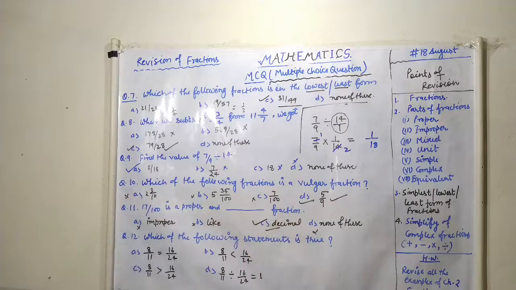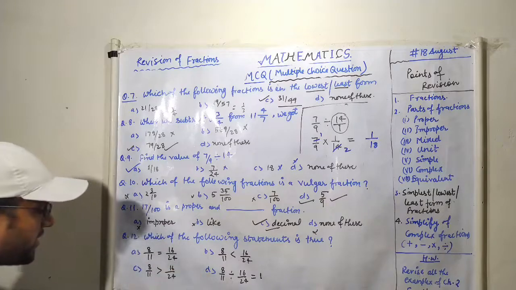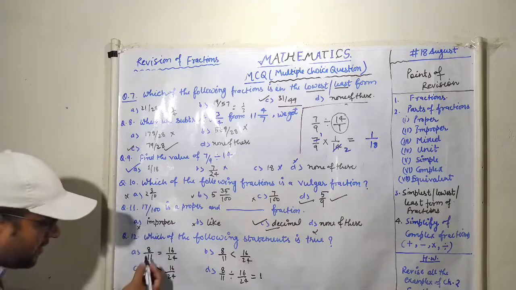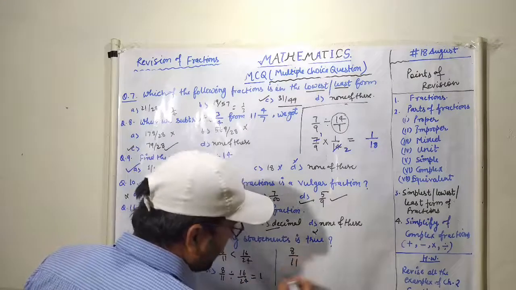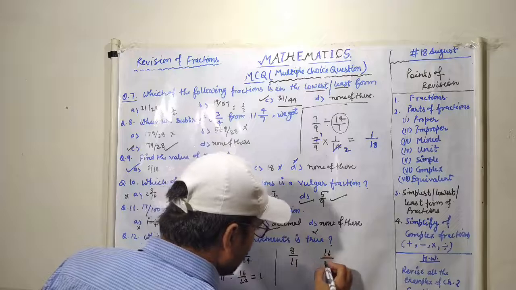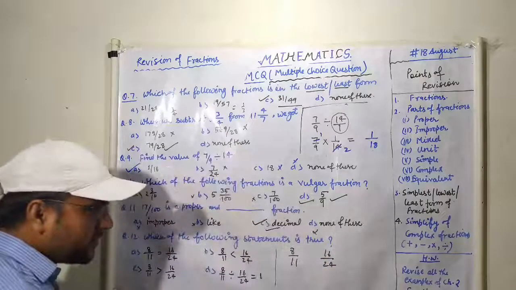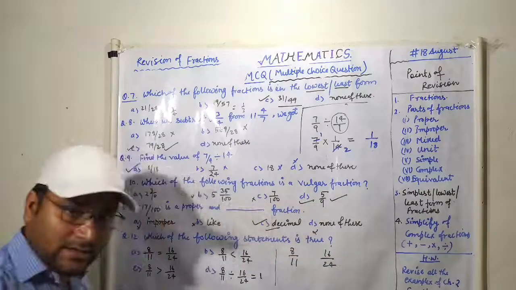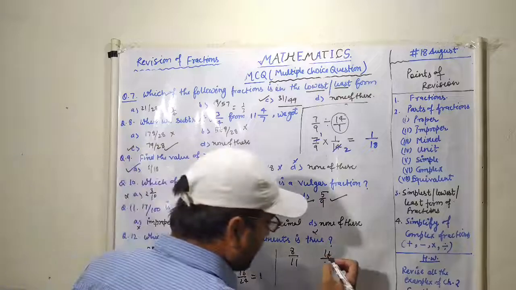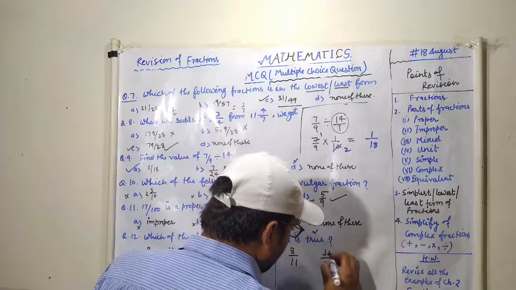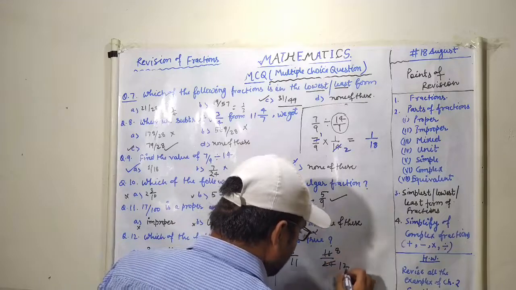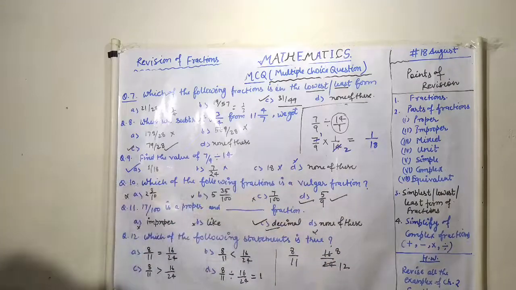Now question number 12. Which of the following statements is true? See this one, 8 upon 11 and 16 upon 24. See this one, 8 upon 11 is not cancelled out by any other number. See this one, 16 upon 24. It is cancelled out by 2. 2 8s are 16 and 2 12s are 24.